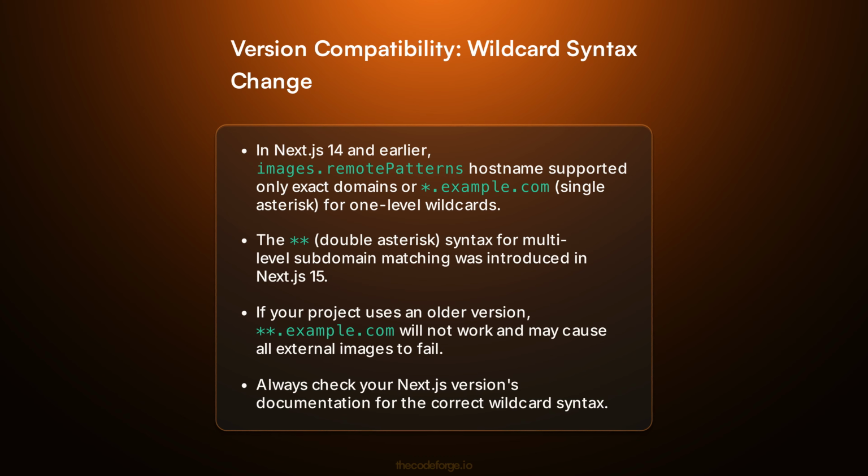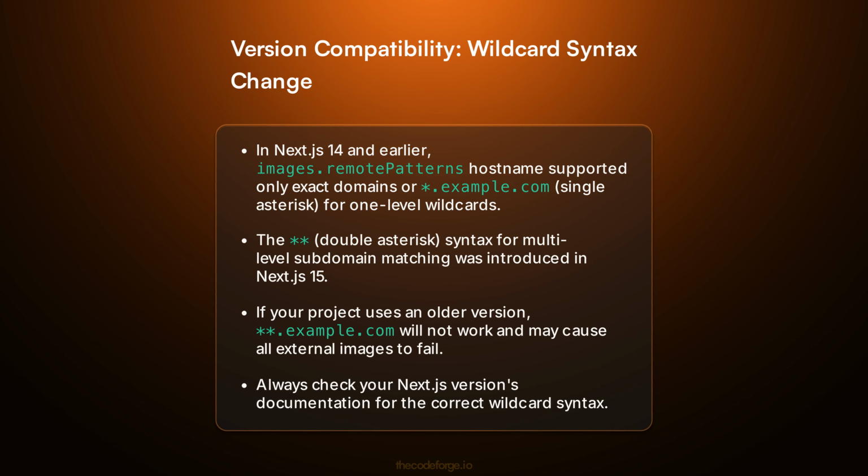To prevent production incidents, add a CI script that validates every domain in your content's image URLs is covered by a remotePatterns entry. This script parses your config and checks against a whitelist of expected domains, failing the build if any domain is missing.